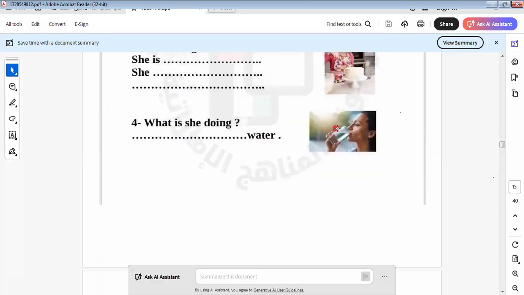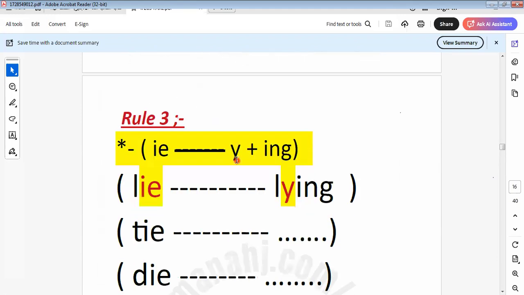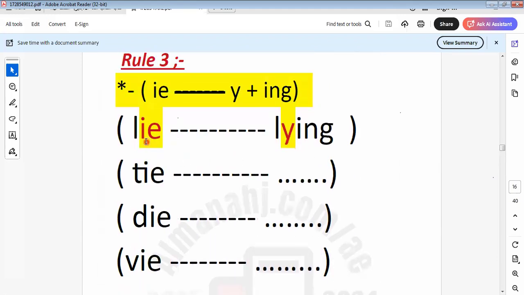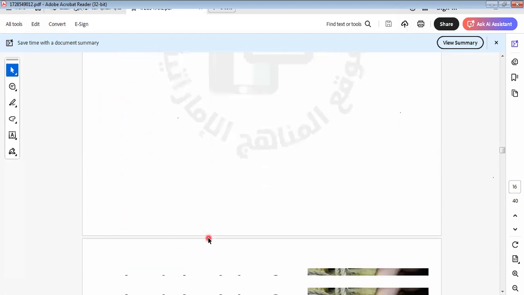Here we say, what is this girl doing? She's drinking water. Okay. When I have a verb like lie, I replace ie by adding what? Lying, tying, dying, vying, and so on. Okay.